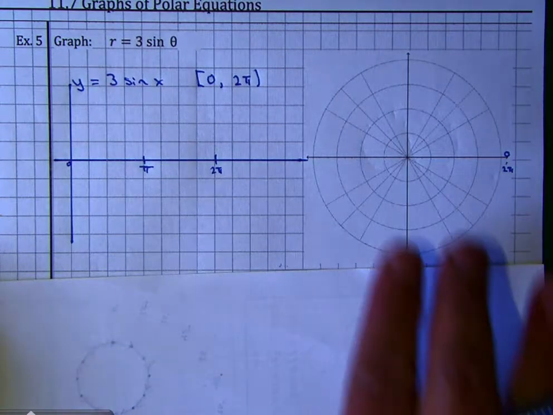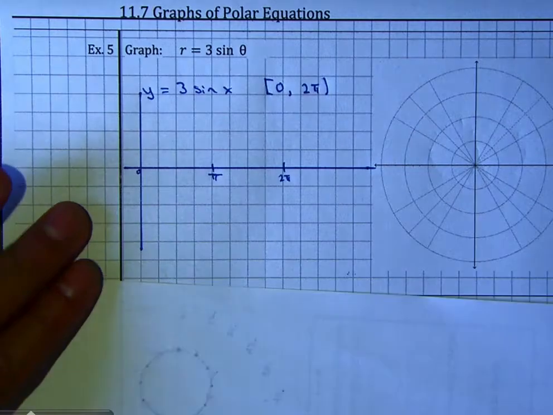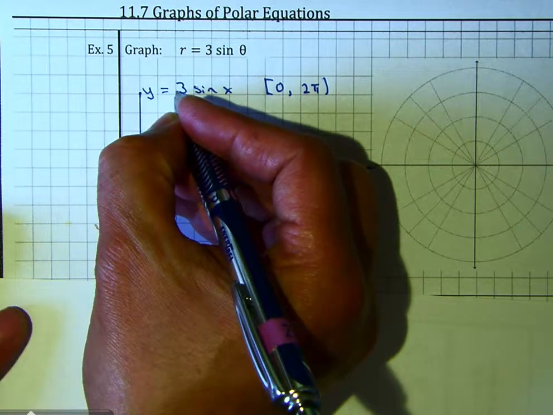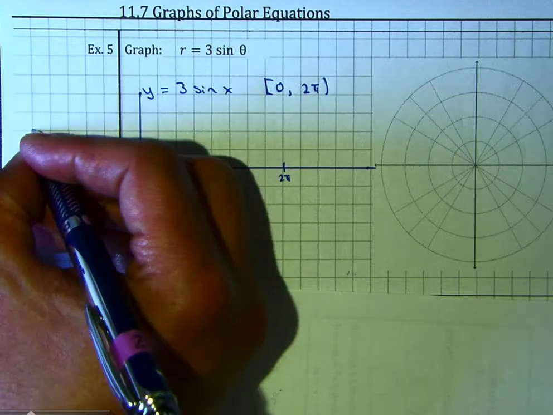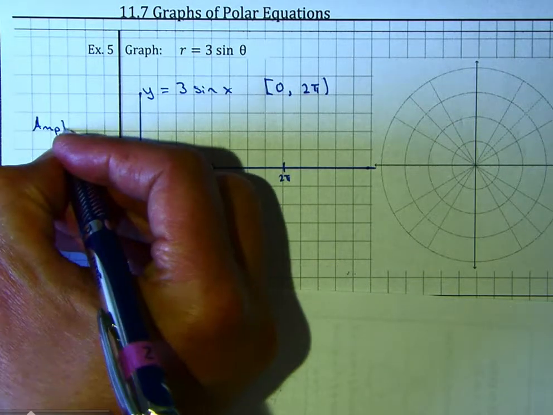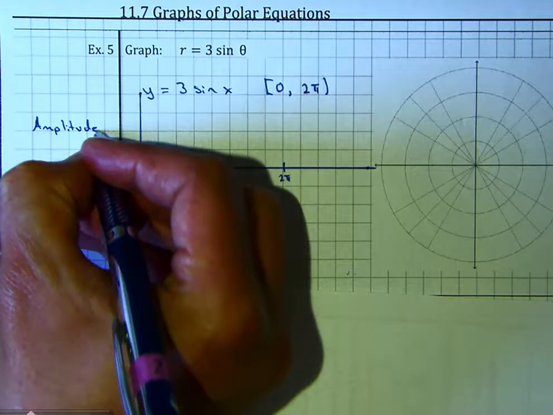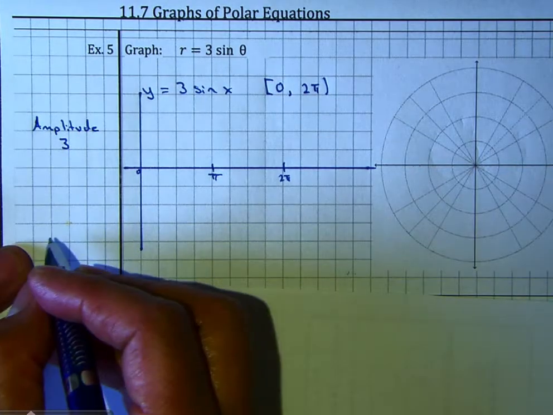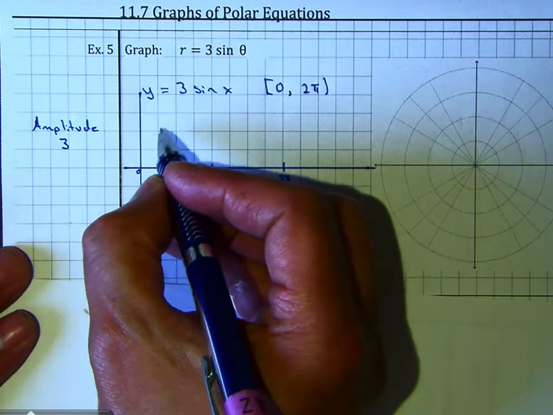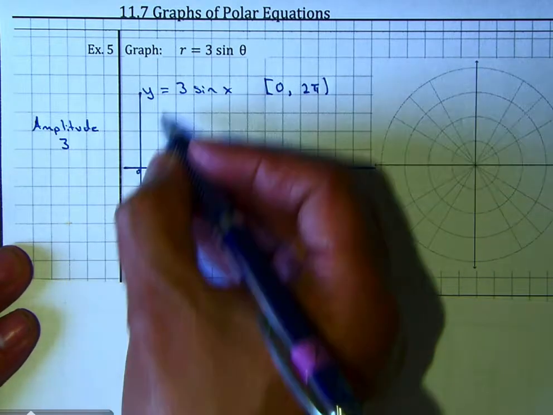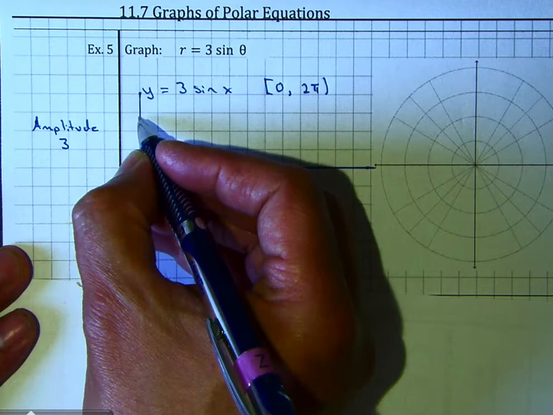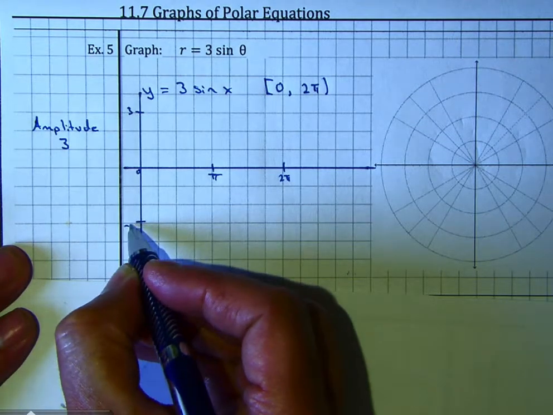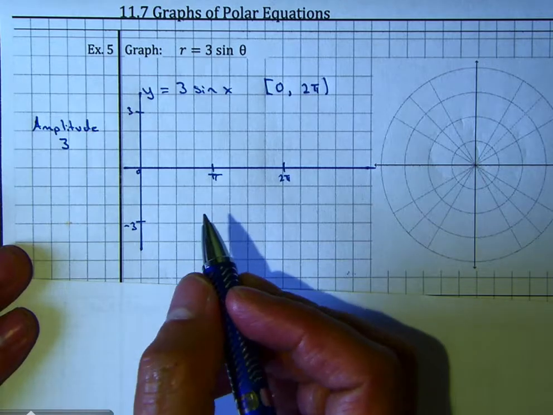So let's go over to the left and go over the same concepts that we learned. We know that the 3 will be your amplitude. And we know that means there's no plus or minus, so therefore we're going to go all the way up to 3, all the way down to negative 3. Then what else is next?